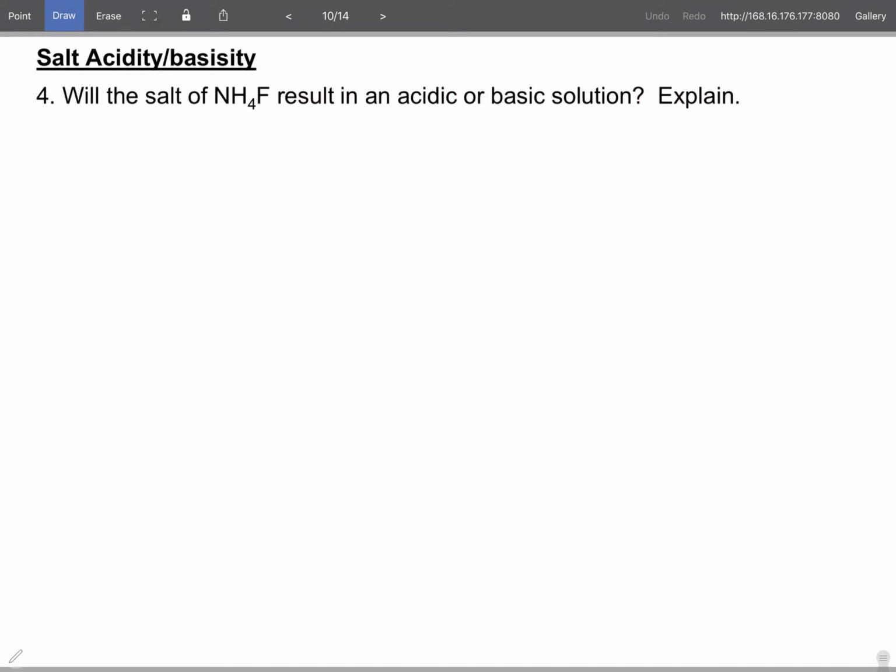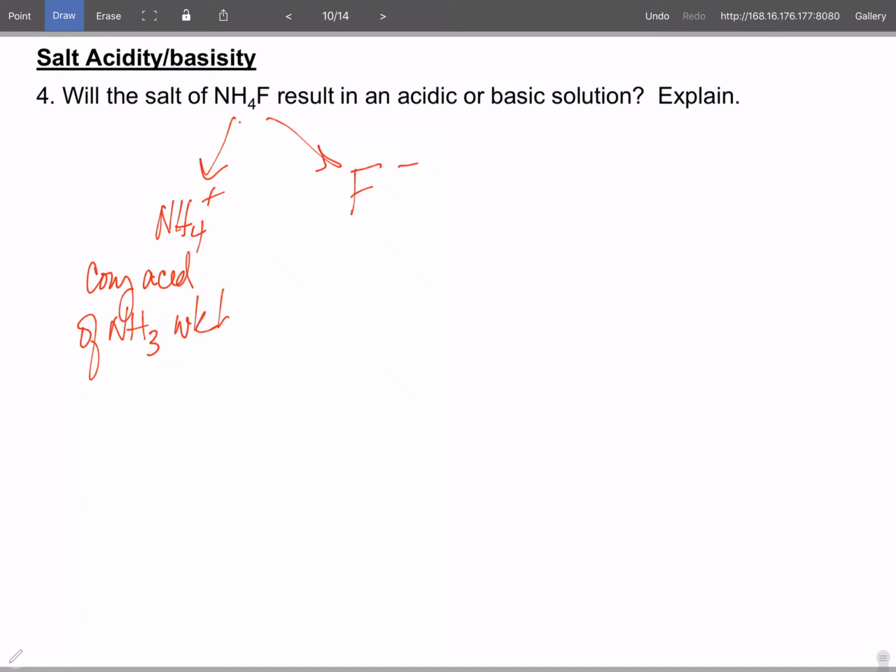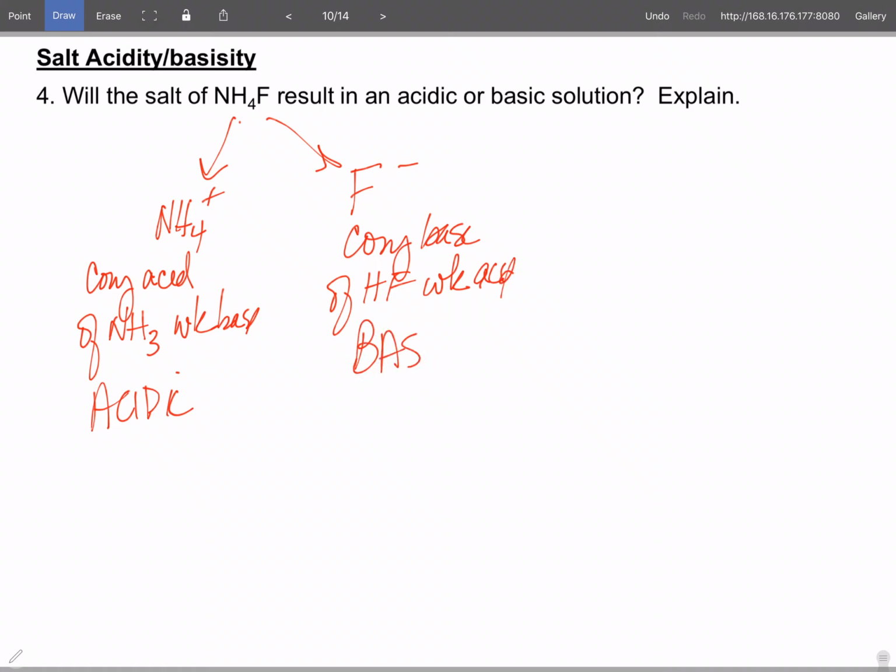We have a salt of ammonium fluoride. Will it result in an acidic or basic solution? Well, again, it's going to break up into ammonium ion and fluoride ion. Now, this is the conjugate acid of ammonia, which is a weak base, so it is acidic. This one is the conjugate base of HF, which is a weak acid, so it is basic. Wait a minute. So we have to know how acidic it is and how basic it is.